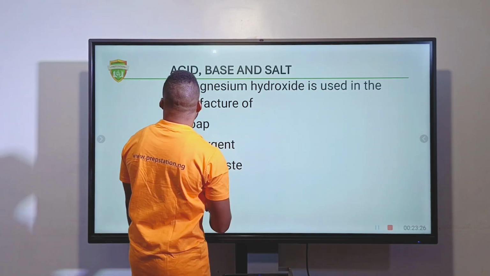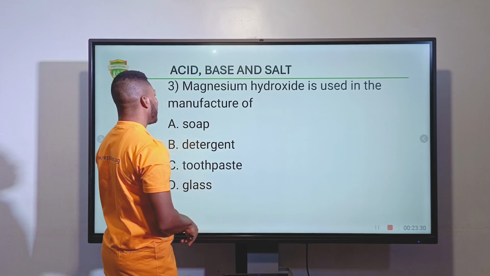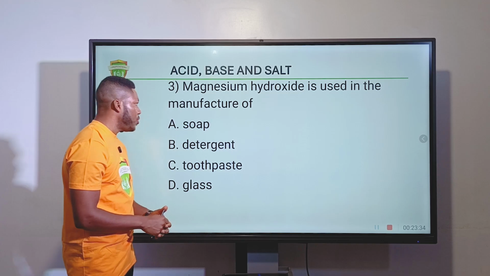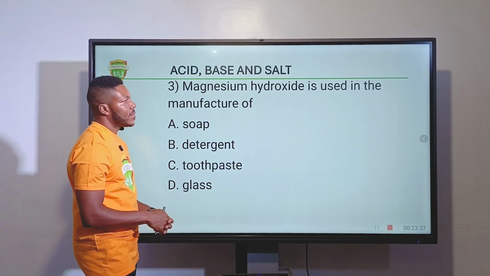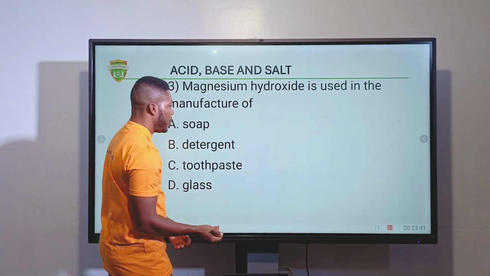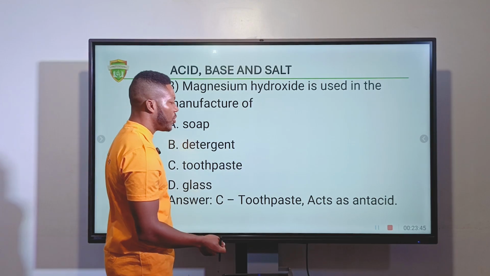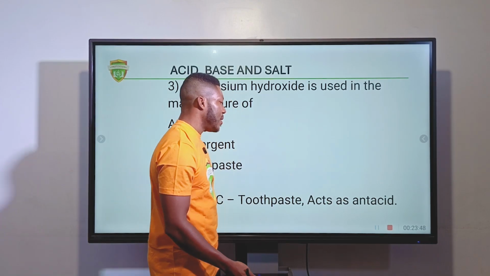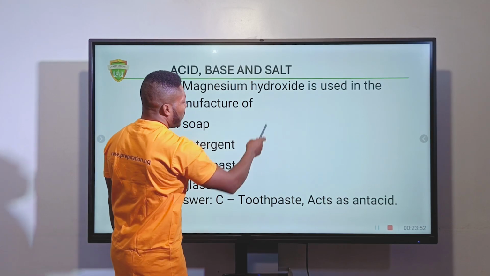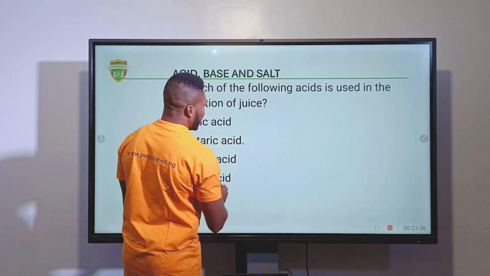Number 3 says magnesium hydroxide is used in the manufacture of A, soap, B, detergents, C, toothpaste, and D, glass. What is the use of magnesium hydroxide? Something I've been using every day. Is it soap? Is it detergent? The answer is toothpaste. What is the function? It acts as an antacid in the toothpaste. Though it is a base, the major role is that it is used in toothpaste and acts as an antacid.